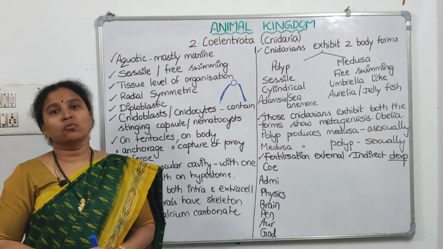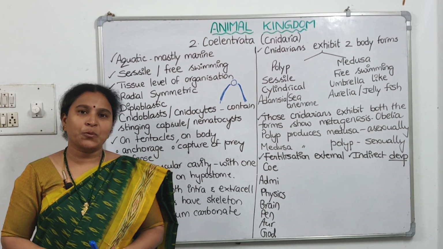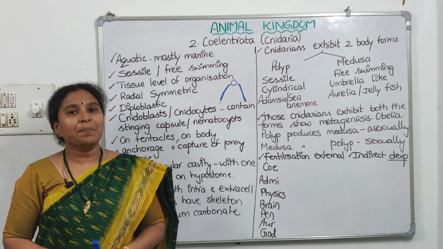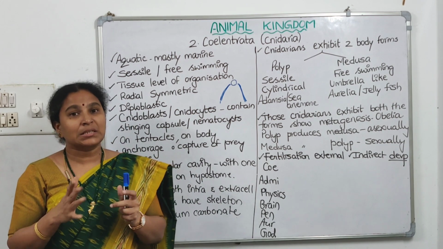Now talking about the two body forms which are present in cnidarians. One is polyp and another one is medusa. Polyp means it sticks to one place, meaning it is sessile.